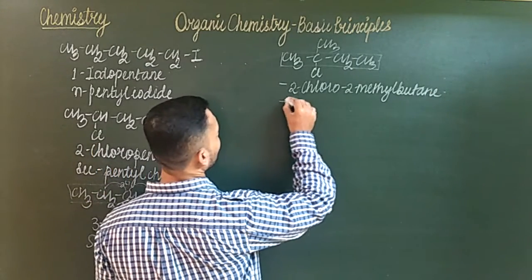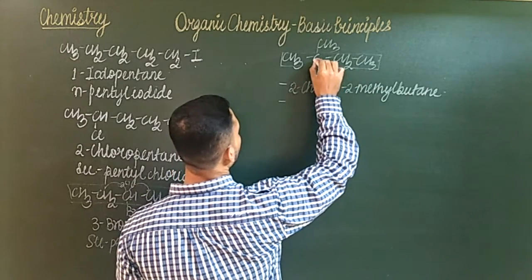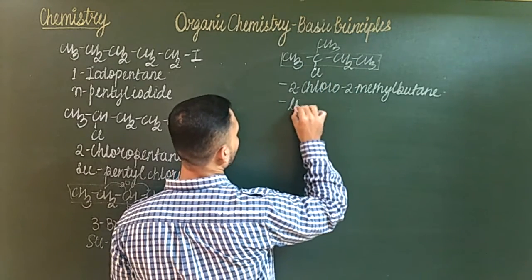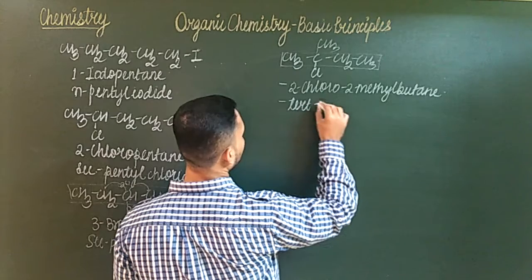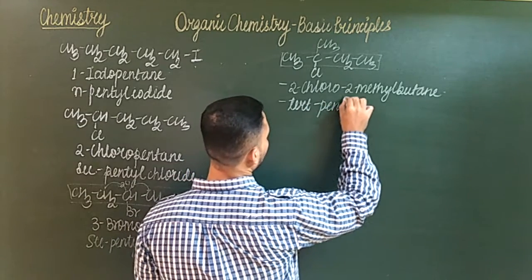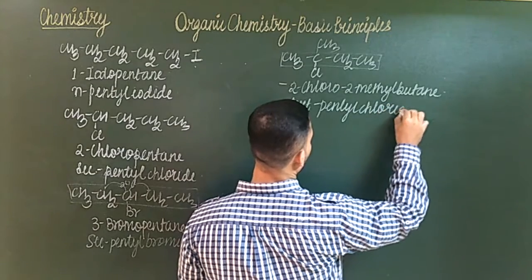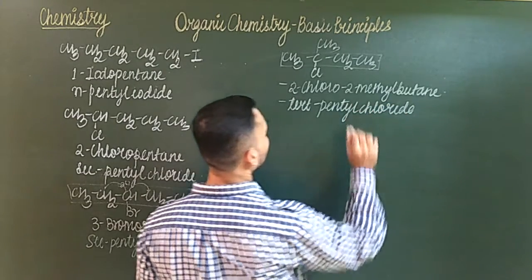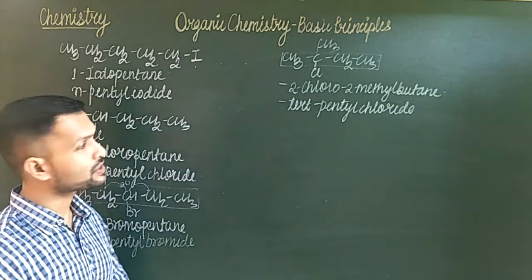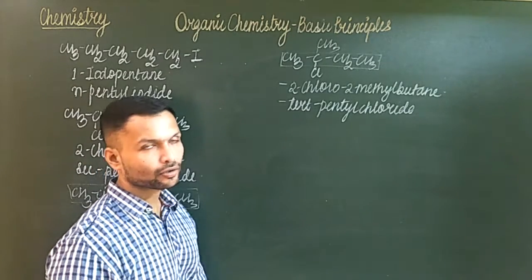And the common name here also. Now here you can give the common name because the carbon is a tertiary carbon, so you can write it as tertiary pentyl chloride. So you can give those names. So this is tertiary pentyl chloride.